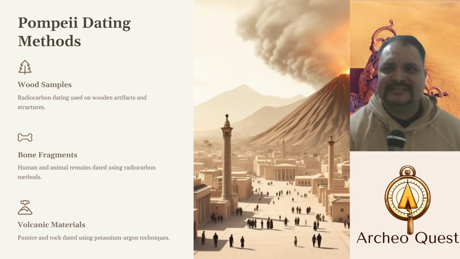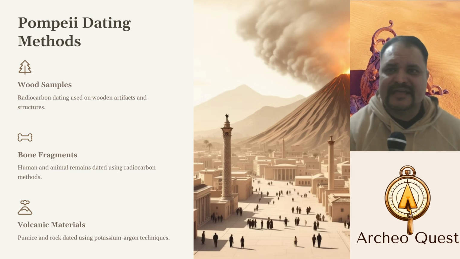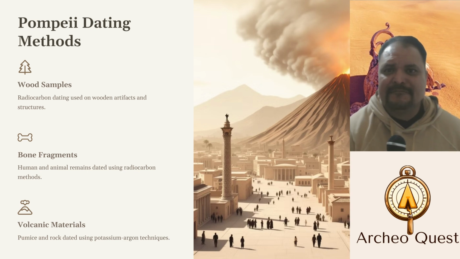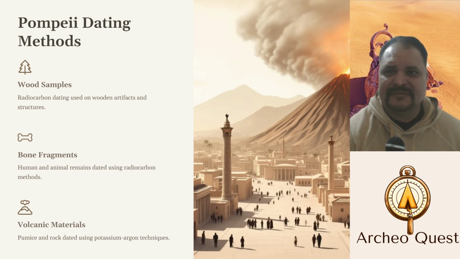Another example is the dating of the ancient city of Pompeii. Archaeologists used a combination of stratigraphy and absolute dating methods to determine that the city was destroyed in 79 AD. The dating of Pompeii was a complex process that involved several different methods.